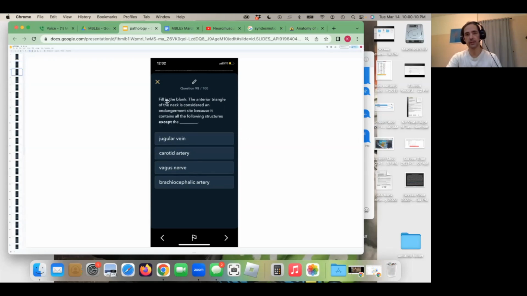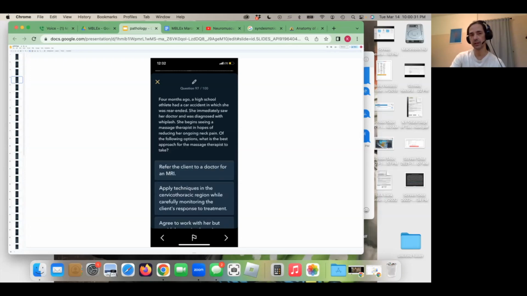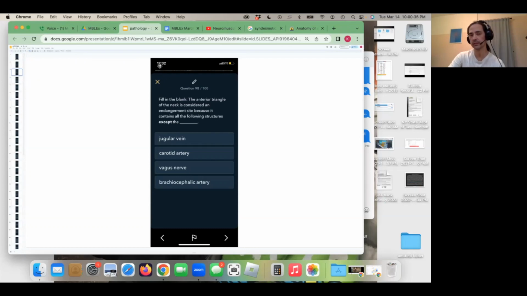Fill in the blank. The anterior triangle of the neck is considered an endangerment site because it contains all of the following structures except for jugular vein, carotid artery, vagus nerve, or the brachiocephalic artery. Which one is not in the anterior triangle? Brachiocephalic, I believe so. Did we look at the anterior triangle yet? No. Okay, we should look at that next time. But all these structures here are in the anterior triangle.